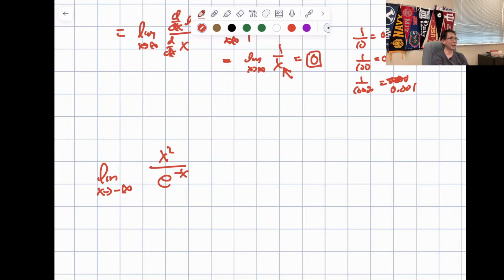Remember, we're not approaching infinity, we're approaching negative infinity this time. So those are things that are slightly different, but the work is exactly the same. So, what do you guys get?